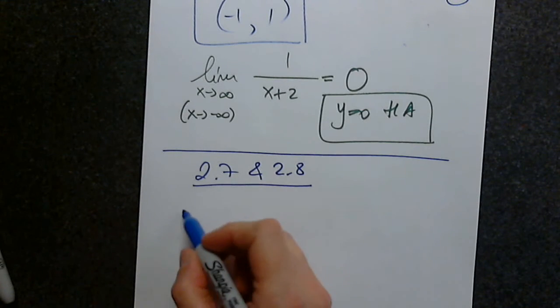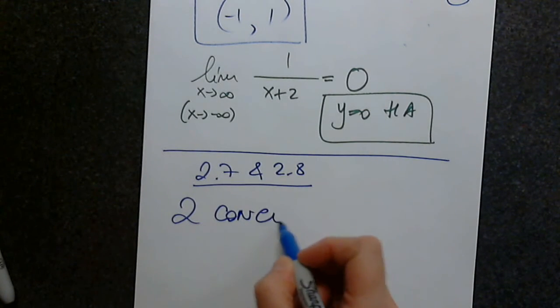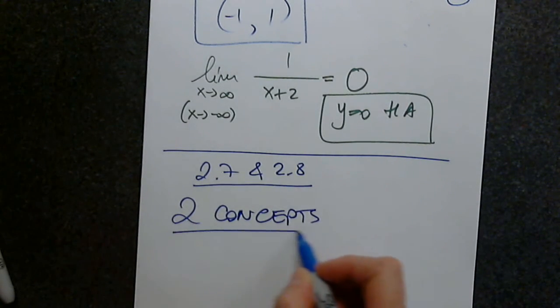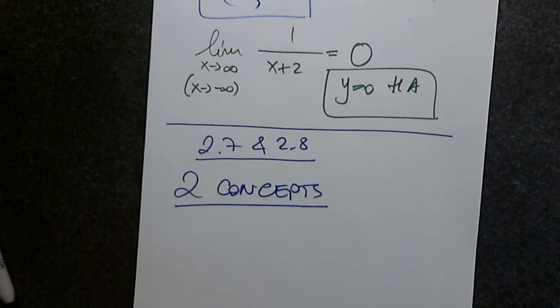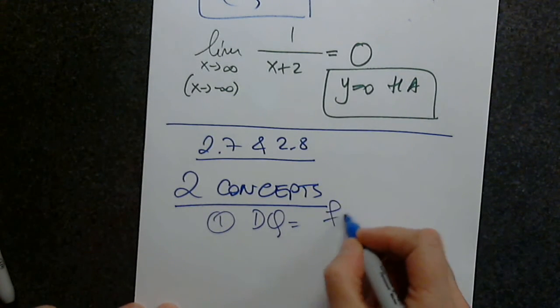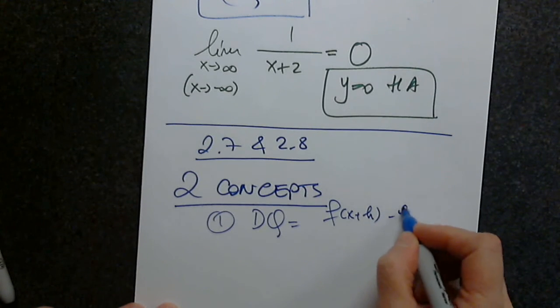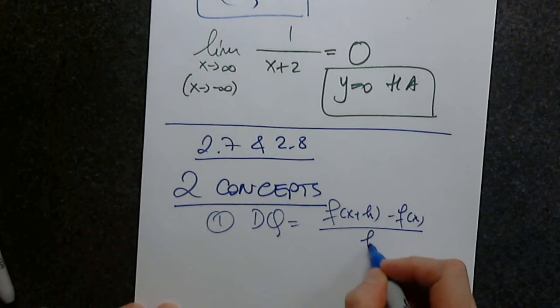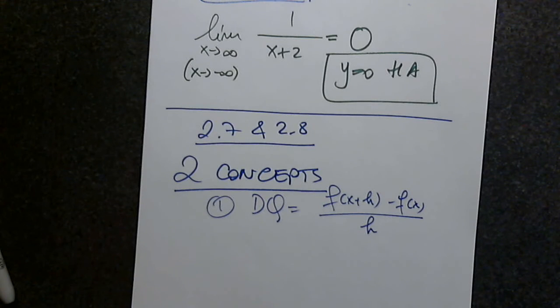So we looked at two major concepts so far, from the very beginning of the semester. One of them was the difference quotient. So number one was the difference quotient, which is f of x plus h minus f of x divided by h. We have to memorize this. What does this give?